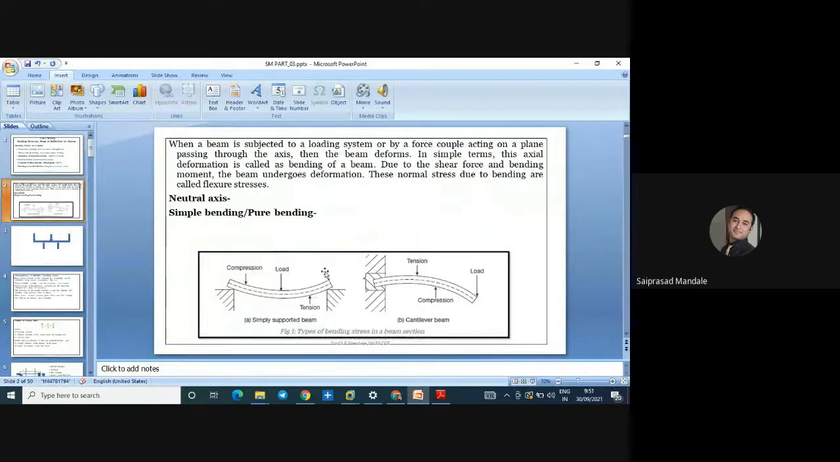Else, if it is a cantilever beam, I mount that cantilever beam in this section. If I apply load, it will bend like this, in an inverted U shape. A simply supported beam will bend in a U shape, whereas a cantilever beam will bend in the inverted U shape.